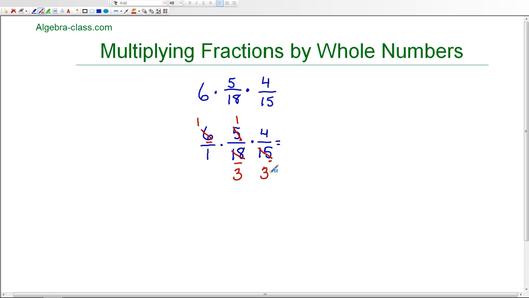So now it's time to multiply our new numerators. So we have 1 times 4, which is 4, and 1 times 3, which is 3, and 3 times 3 is 9. So the final answer to this problem is 4/9.